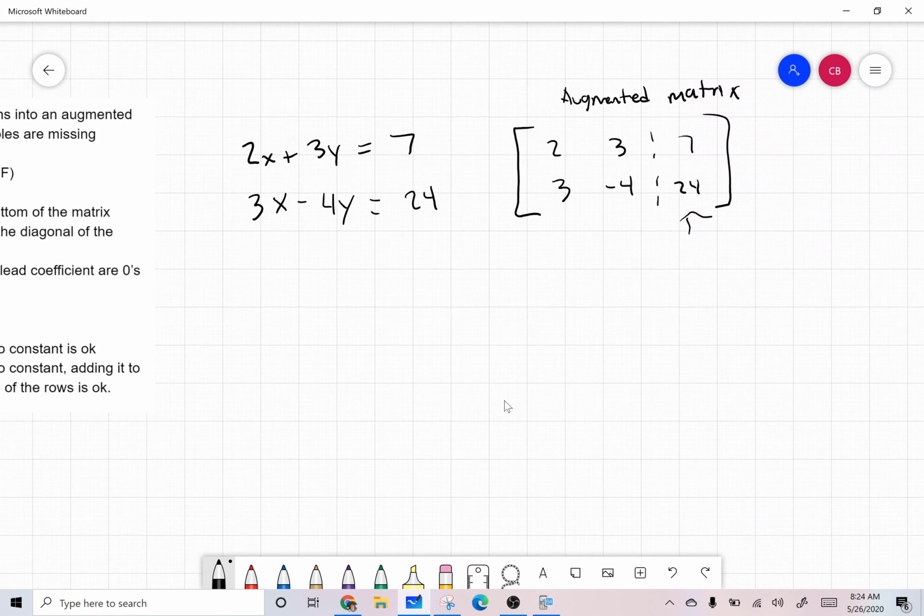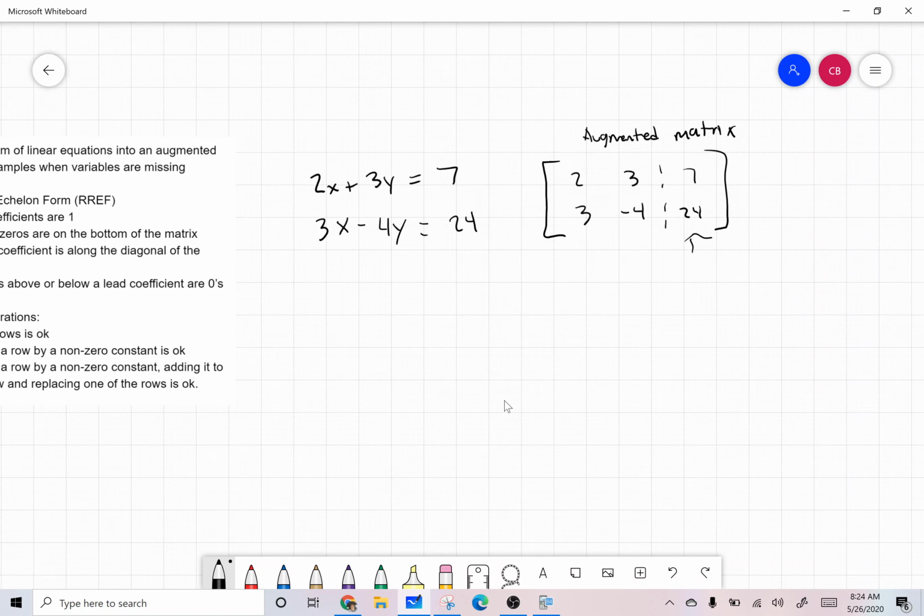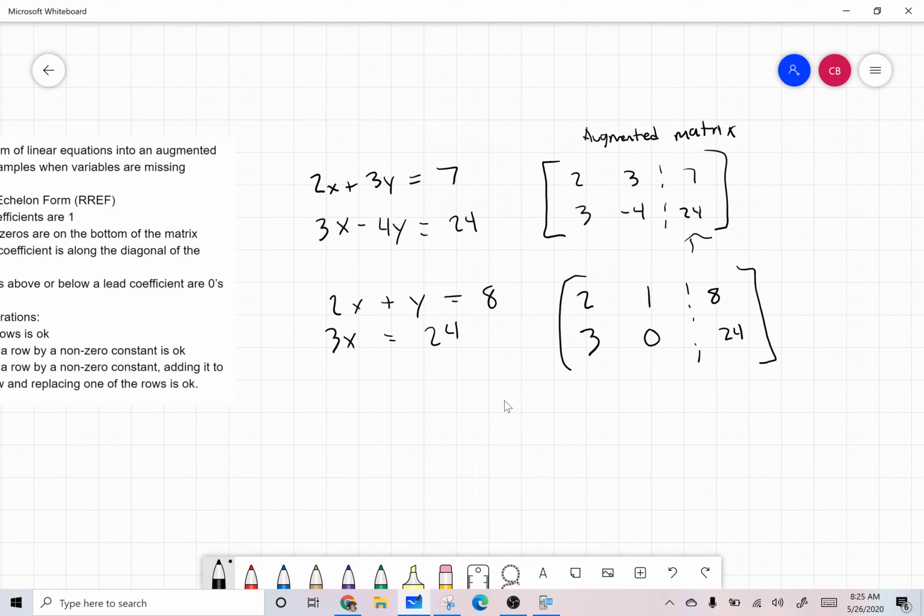With that being said, what if I gave you 2x plus y equals 8 and 3x equals 24? Well, if we were to make a matrix for this one, now we have 2, 1, and 8, and 3. Well, we don't have a y value, right? So 0 and 24. So it can still be done.